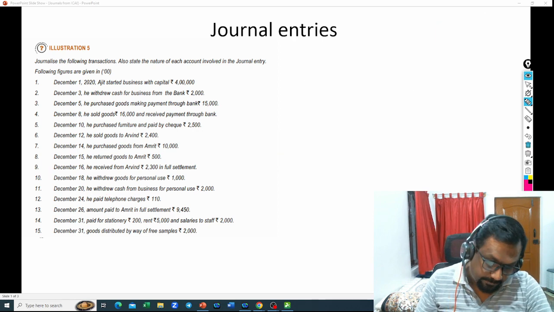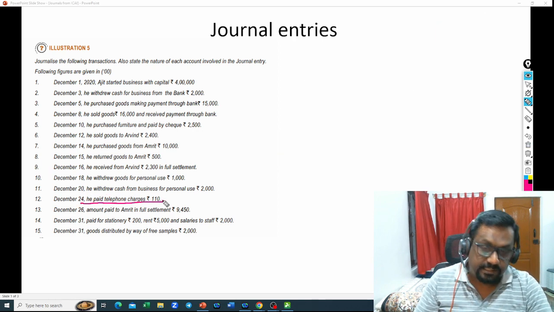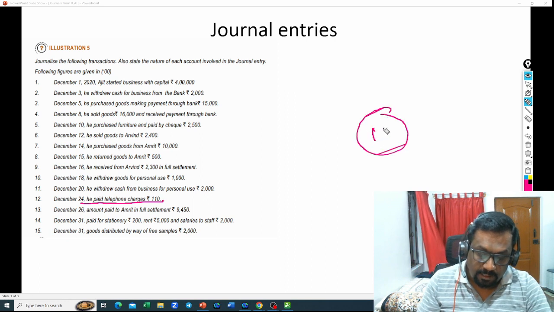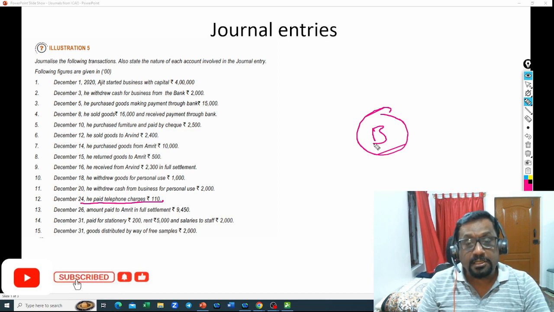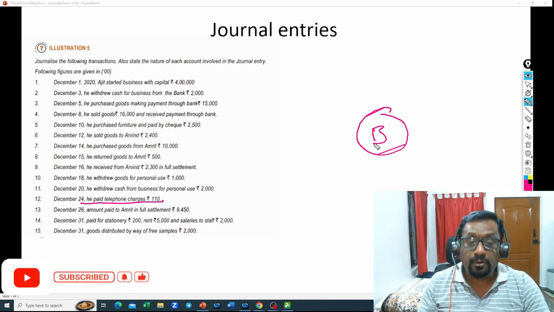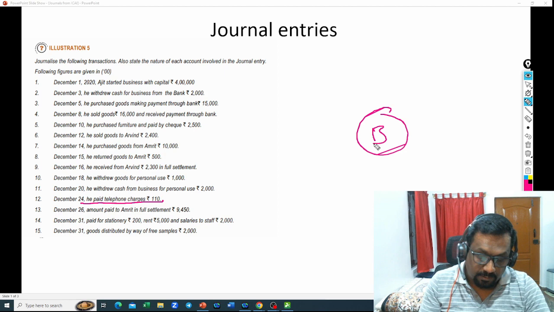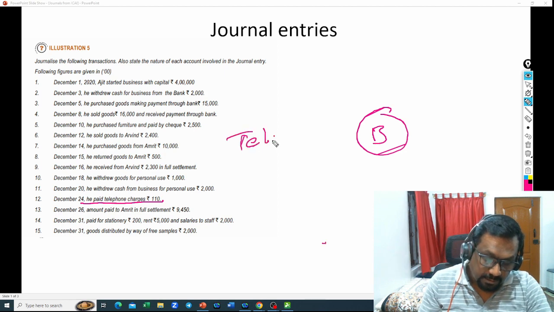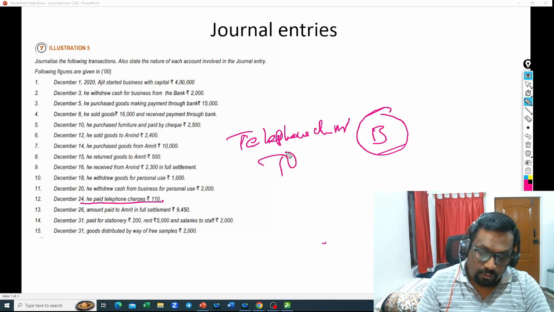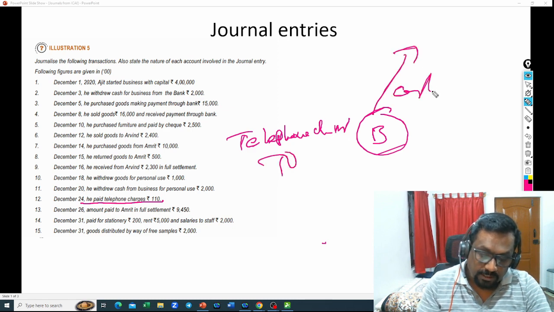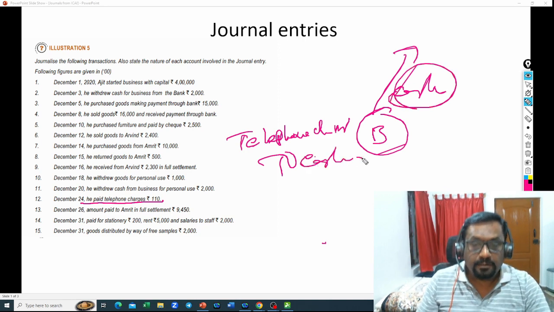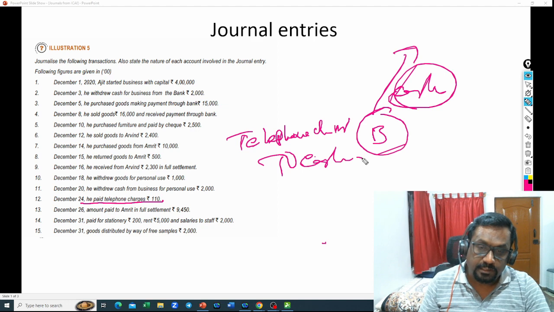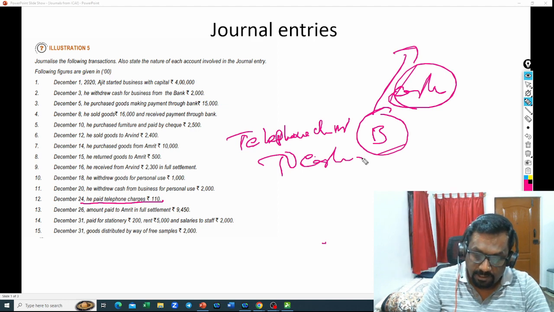This is very simple. Next, he paid telephone charges, 10 rupees. Telephone charges is what? It is an expenditure. All expenses and losses, we debit as per nominal account. So telephone charges debit, right? When we pay the telephone charges, what goes out? Cash. So we need to credit cash as per real account. So cash account is credited. Telephone charges account debit to cash account is the entry.